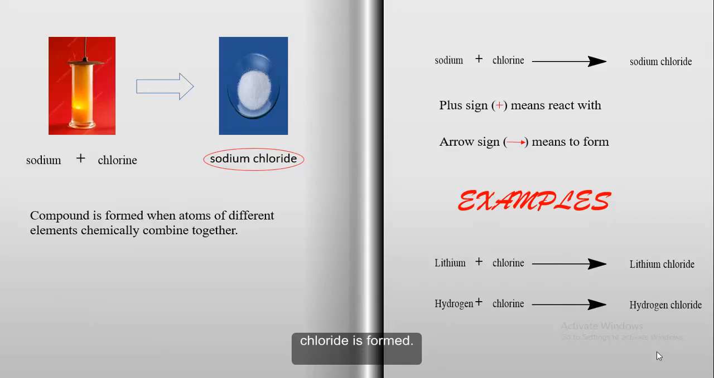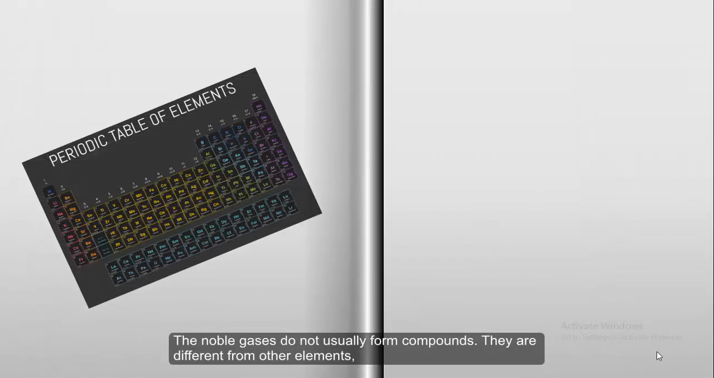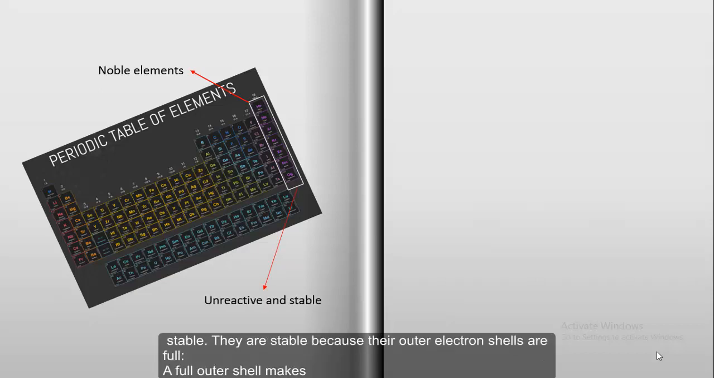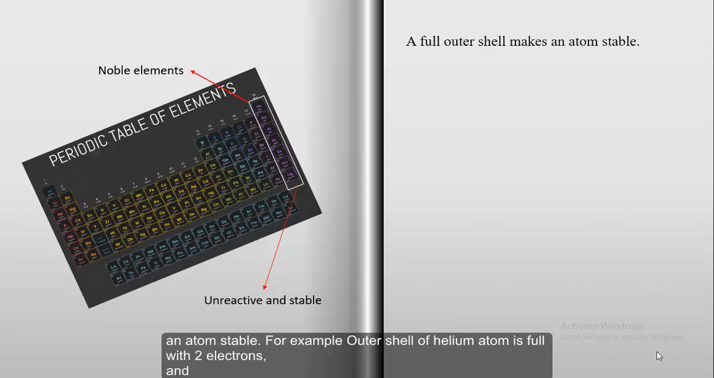The noble gases do not usually form compounds. They are different from other elements in that they do not usually form compounds. So their atoms are described as unreactive or stable. They are stable because their outer electron shells are full. A full outer shell makes an atom stable.